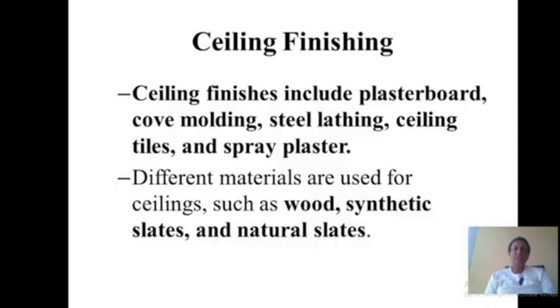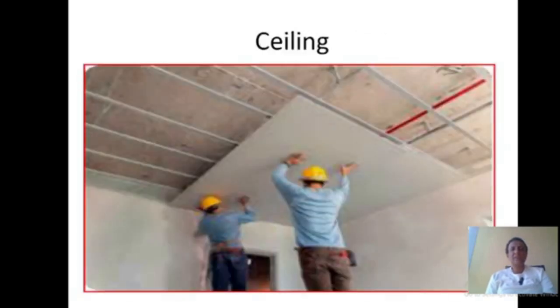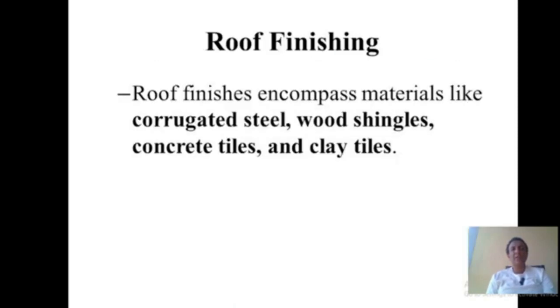The other type of finishing is ceiling finish. Ceiling finishes include plasterboard, cove molding, steel glazing, ceiling tile, and spray plaster. Different materials are used for ceilings, such as wood, synthetic, slate, and natural slates. Here is a picture to show you how ceiling finishes look like.